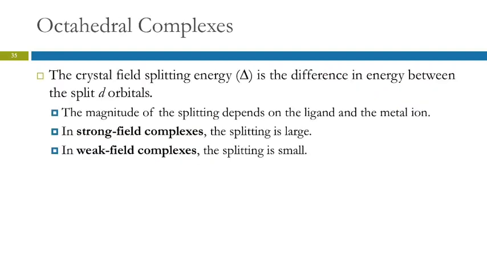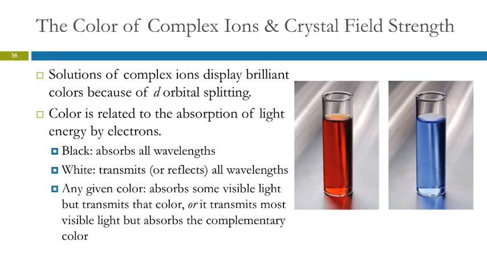So the crystal field splitting energy is the difference in energy between the split d orbitals. How much that splits depends on the ligand and the metal. So we divide these into strong field complexes with a large splitting energy and weak field complexes with a small splitting energy. And this orbital splitting leads to the beautiful colors of many of the complex ions.